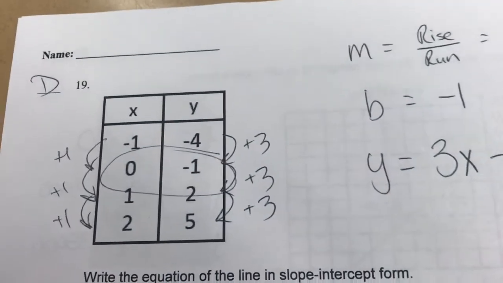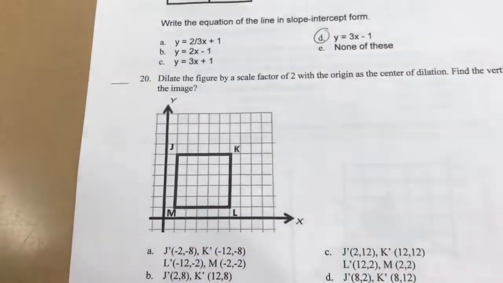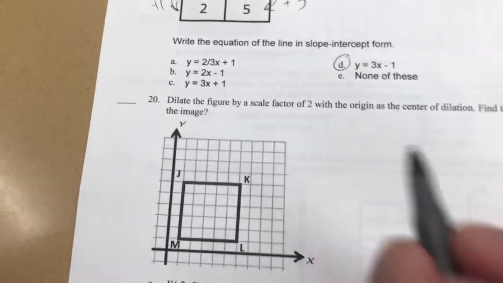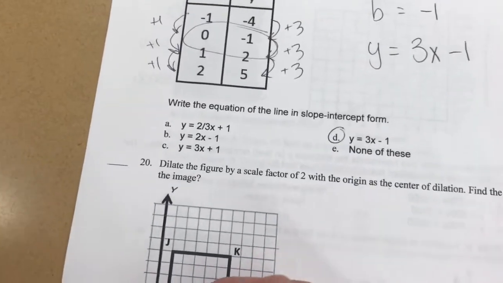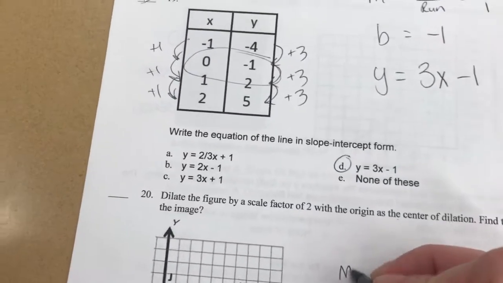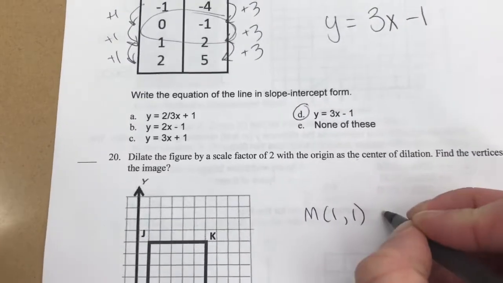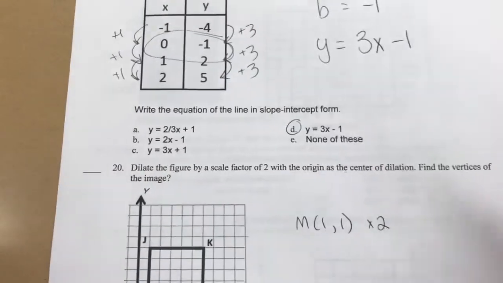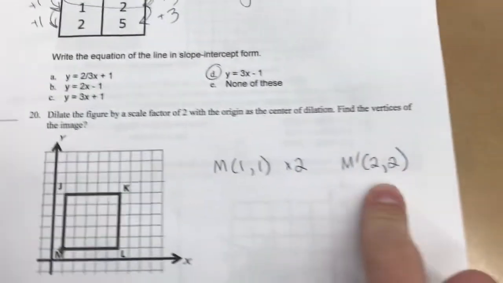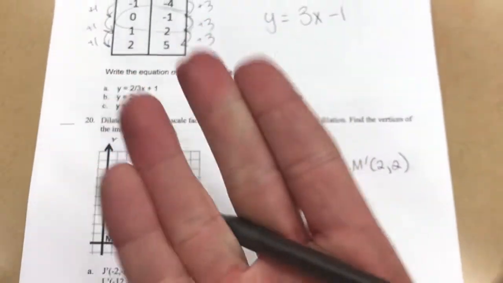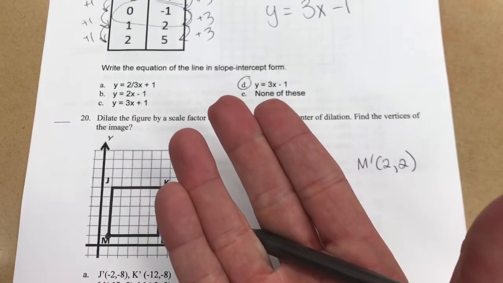LinReg, if you want to, but I don't. Problem 20, the last problem. Dilate the figure by a scale factor of 2. That means every point here doubles in size. So if I pick M, which is 1, 1, multiply that by the scale factor, which is 2, M prime becomes 2, 2.